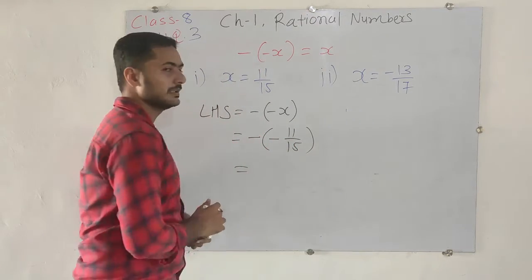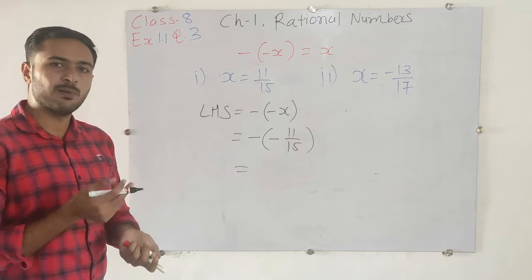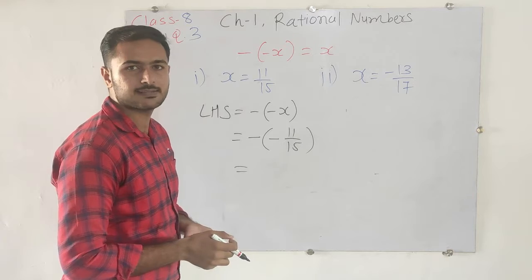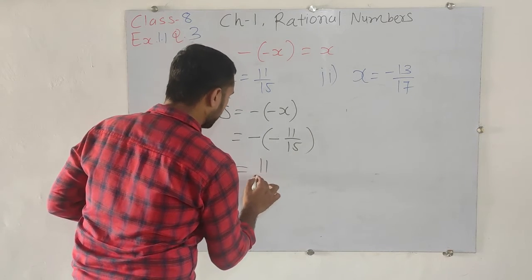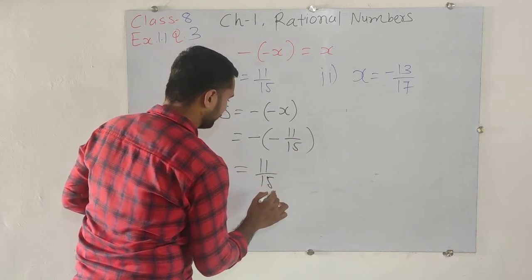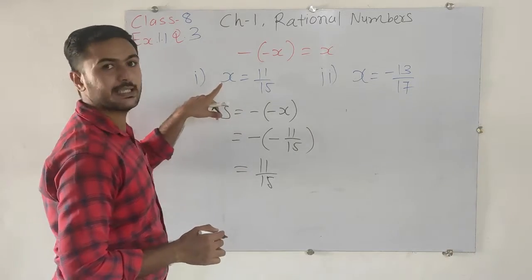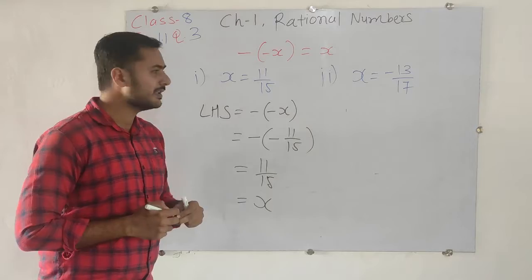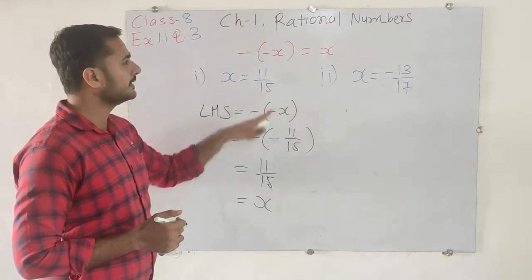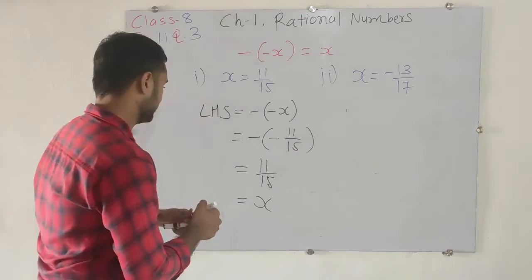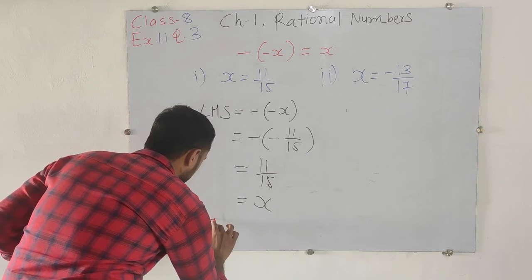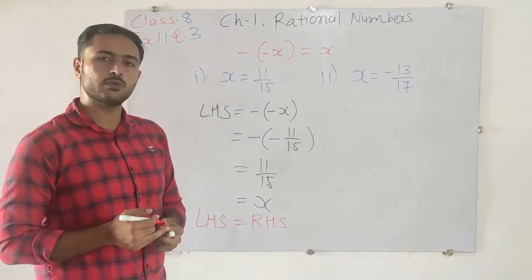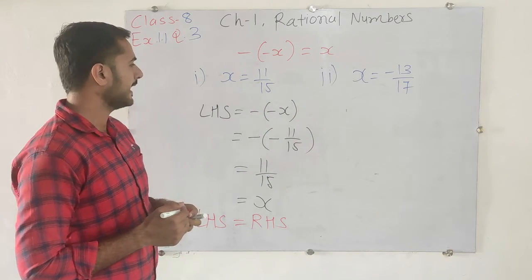Now we know very well that whenever we open the bracket, we just multiply the signs from the sign chart. Here minus minus is plus, minus minus is plus, it means plus 11 by 15. Now what is 11 by 15? That is x. So in place of 11 by 15 I can write x. So here we just started with minus of minus x and we proved x. It means that is the RHS. So I can say that LHS is equal to RHS.